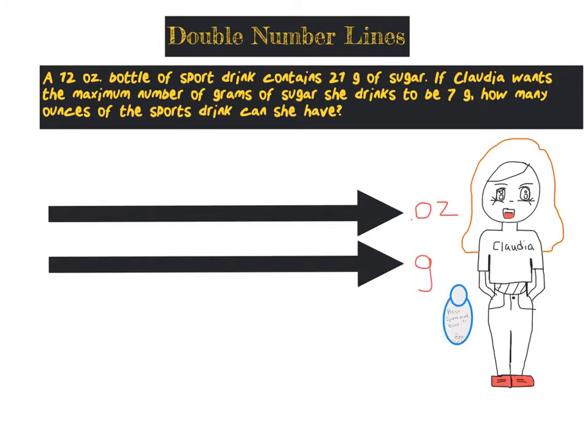So step 1 is to draw 2 arrows that look like number lines like this and label them with what you're looking for. So this will be our ounces, this will be our grams. It doesn't matter that they're different labels, because obviously an ounce is not the same as a gram. What's going to matter is that the ratio is going to stay the same because, again, these are tools that help us with ratios.